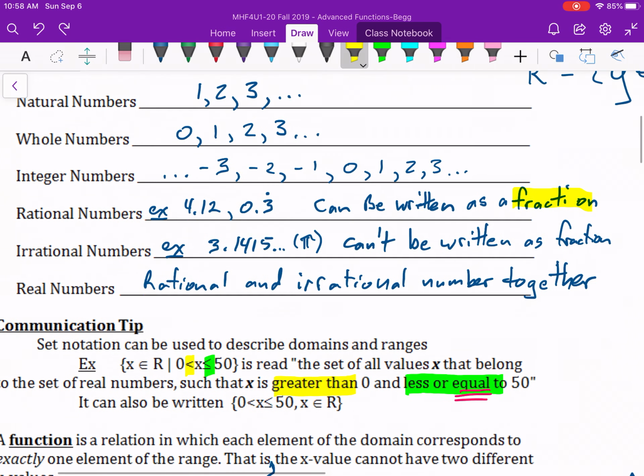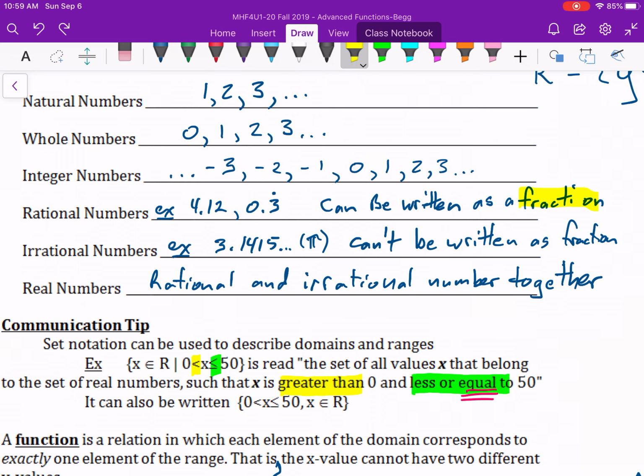Rational numbers are ones that can be written as a fraction. That's the test. Can you write it as a fraction? So it includes the natural numbers, the whole numbers and integers, because, for example, we could write -2 as a fraction in many different ways. But it also includes things that have decimals, like 4.12 or 0.3 repeating.